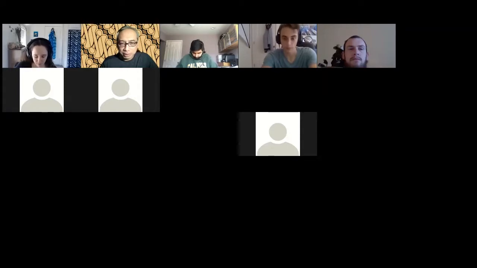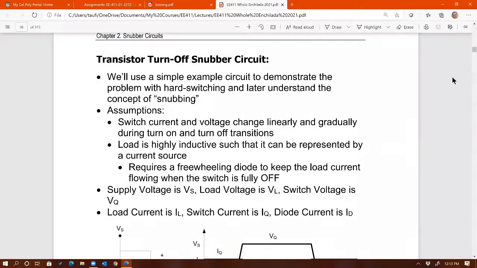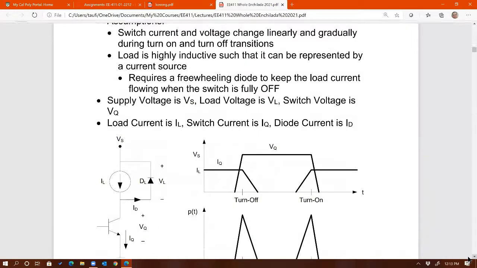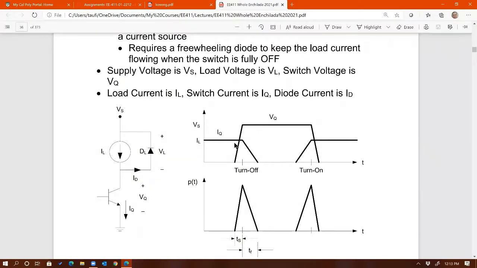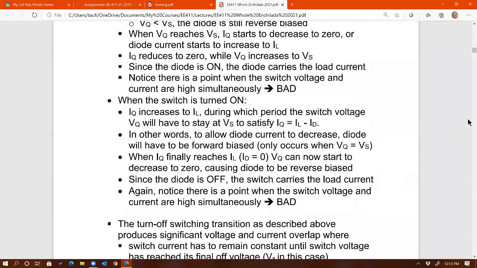Let's finish our chapter 2, I believe, on snubbers. So what we did last week, we started the discussion on the turn-off snubber circuit. Now you already know that this is the type of circuit you can use to minimize loss on the switch when it's turning off only. That's why it's called turn-off snubber. We talked about how this circuit operates, the 3 different components of the circuit, namely snubber resistor, snubber diode, and snubber capacitance.